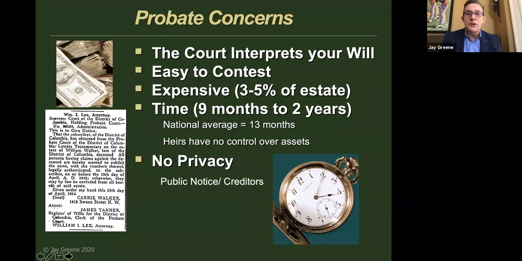So some problems when we have to go through probate is that the court interprets your will. Even if you intended for one thing to happen, maybe a judge, maybe some of the attorneys in the proceeding actually interpret it differently than what you were necessarily wanting to happen. It can be easy to contest because all an heir has to do is just not respond back to contest the probate. It can be expensive.